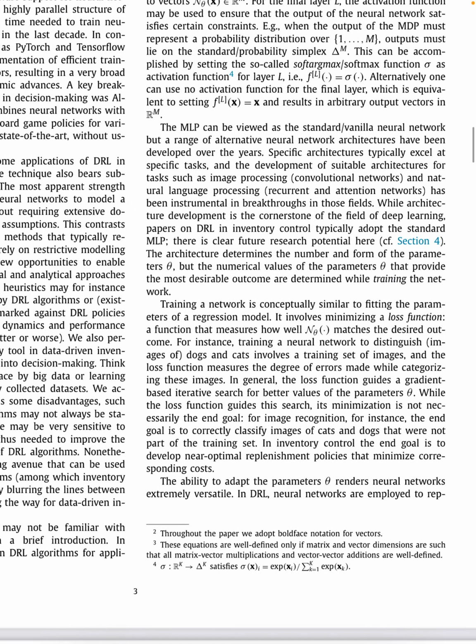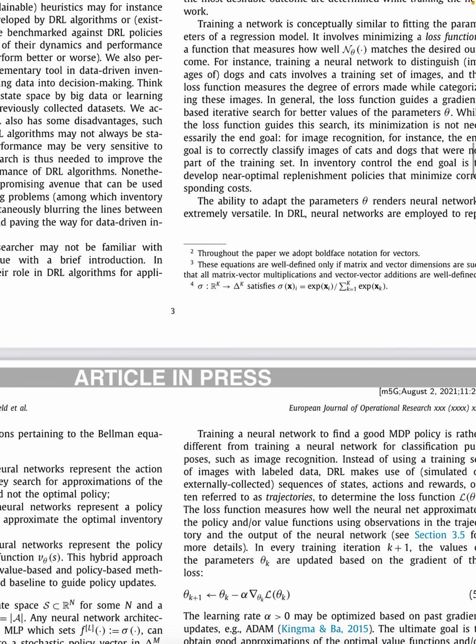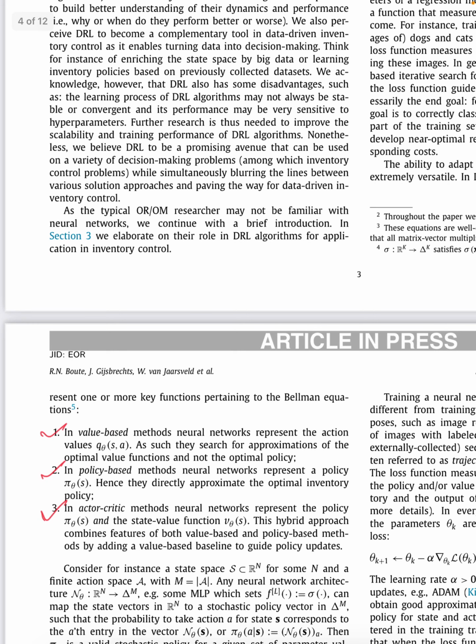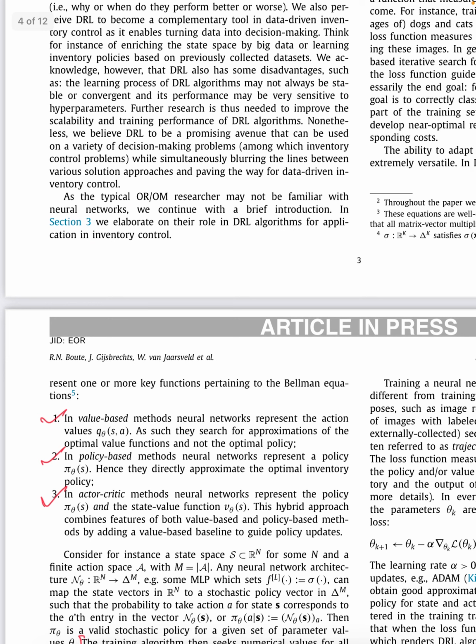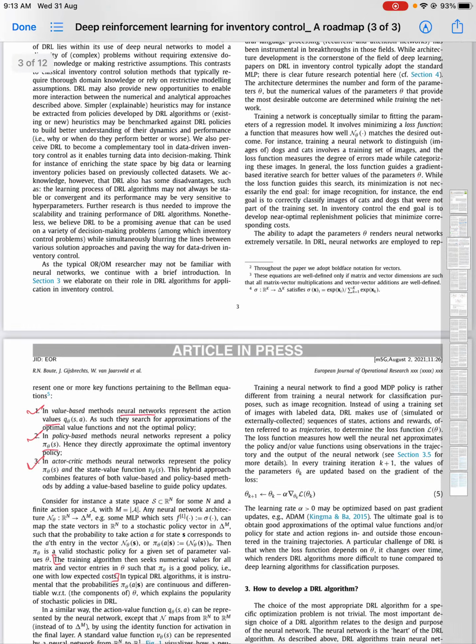So DRL can be used for solving different aims. For example, the first aim can be in value-based methods. We can use neural networks to represent the action values, and we search for the approximation of optimal value functions and not the optimal policy. Conversely, in policy-based methods, we represent a policy pi theta, and we try to approximate the optimal inventory policy. We can see this in the diagram.